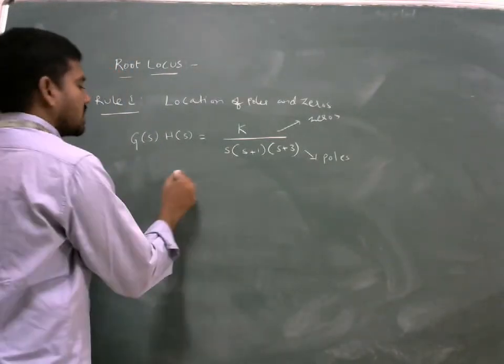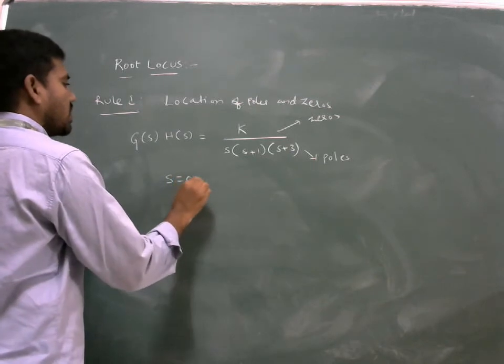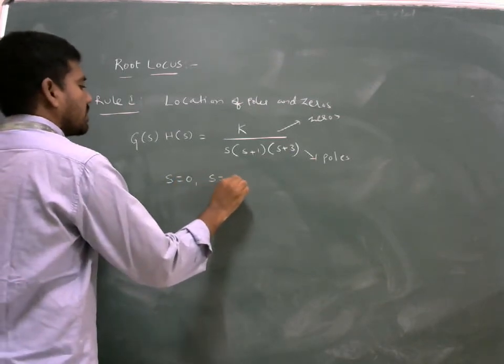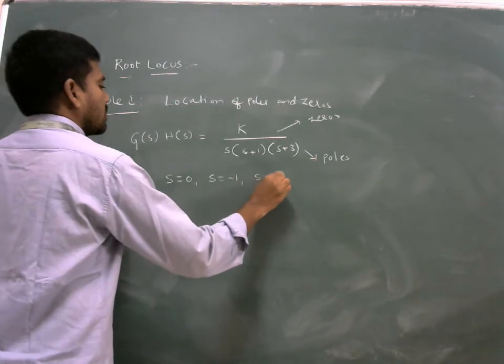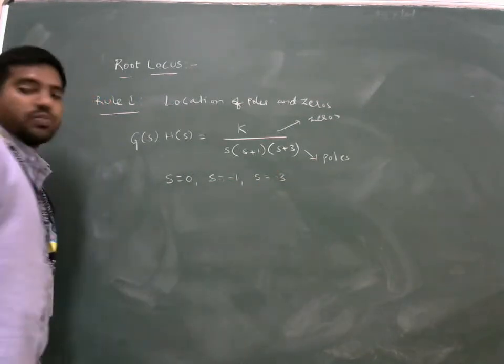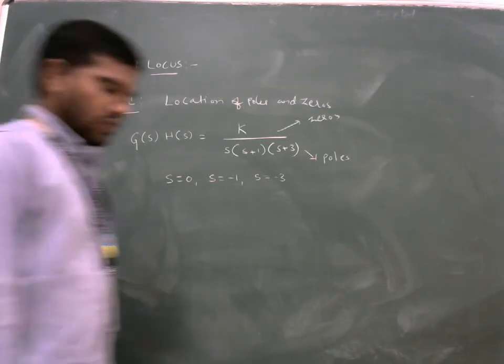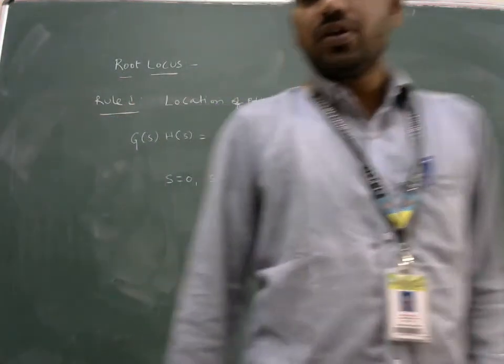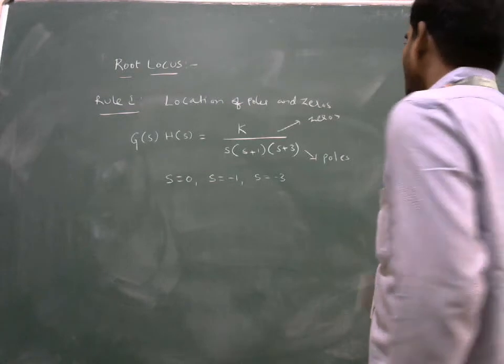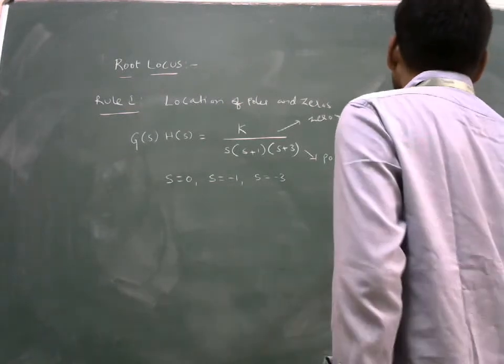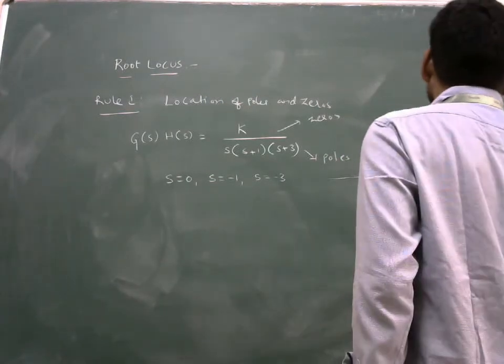S is equal to 0 is one pole, S is equal to minus 1 is another pole, and S is equal to minus 3 is another pole. We are having 3 poles. Now we need to locate the poles.